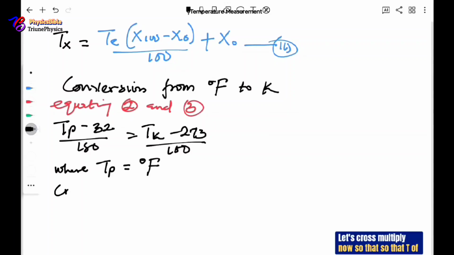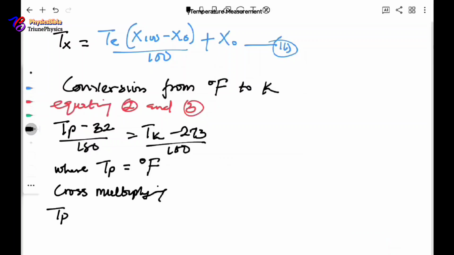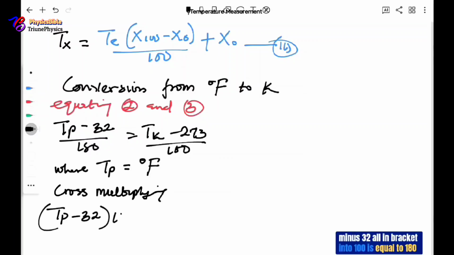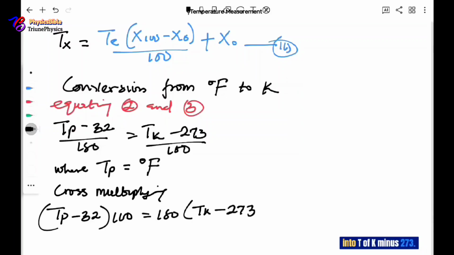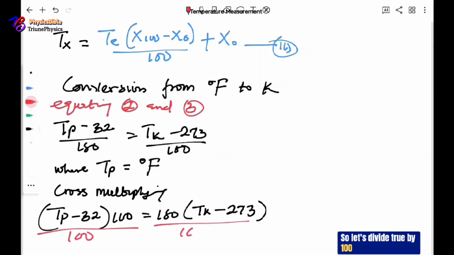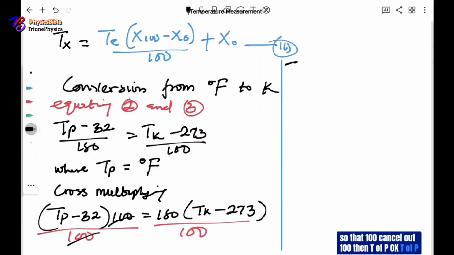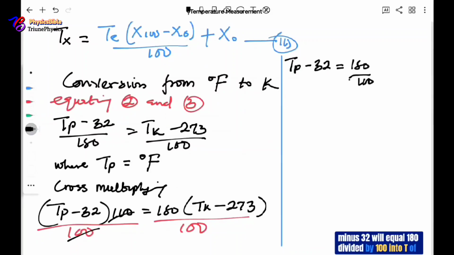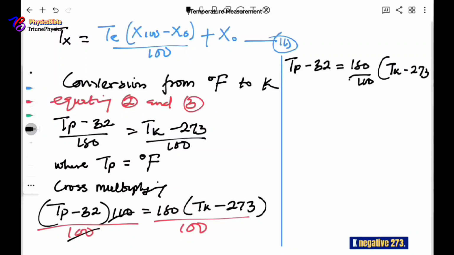Let's cross multiply now, so that (T_P − 32) all in bracket into 100 is equal to 180 into (T_K − 273). Is that clear? So let's divide through by 100, so that 100 cancels out 100. Then T_P − 32 will equal 180 divided by 100 into (T_K − 273).